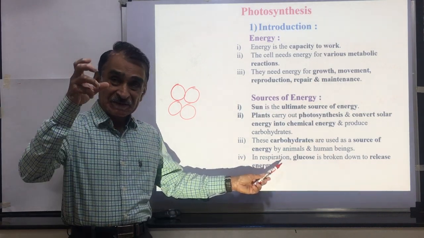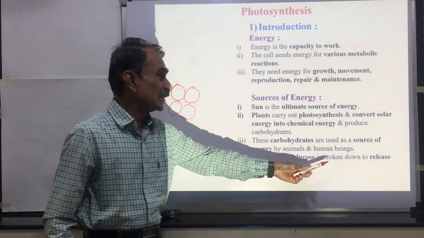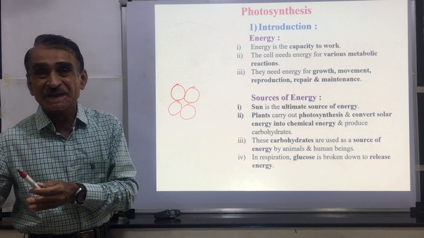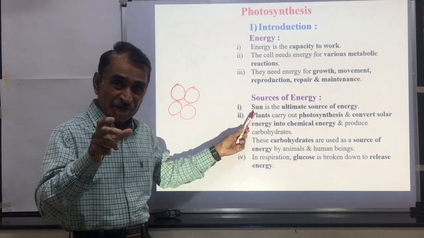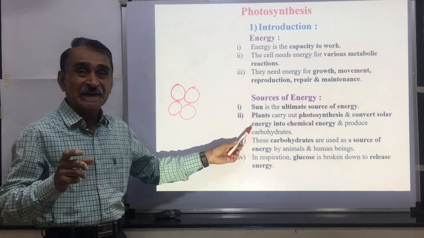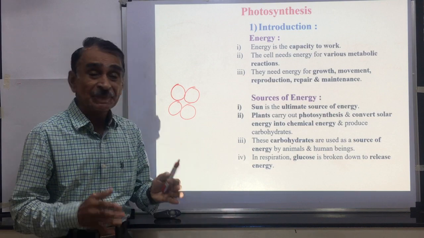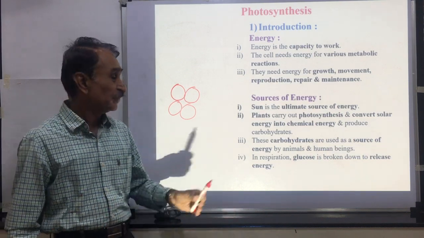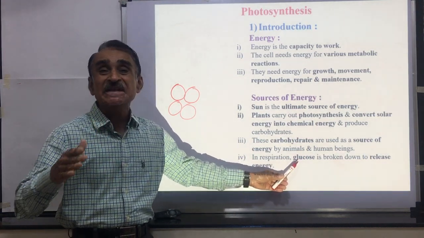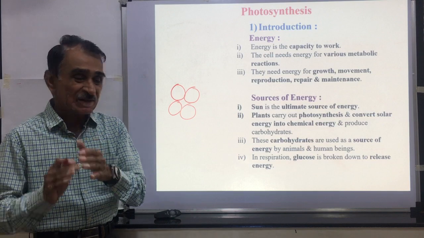In respiration, the carbohydrates synthesized in photosynthesis are broken down. For example, glucose is broken down to release energy in animals and human beings. This energy is used for various metabolic activities. So, the sun is the ultimate source of energy. Plants convert light energy into chemical energy and synthesize carbohydrates, which are utilized by animals and human beings as a source of energy.